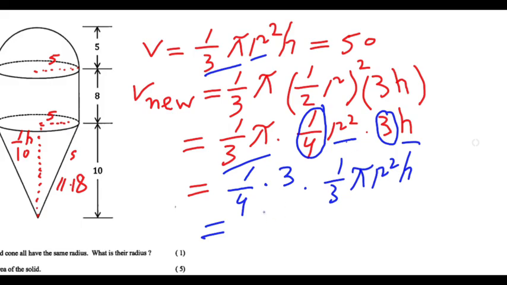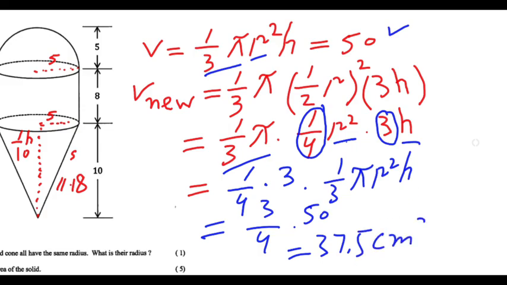So this is going to be 3 over 4 multiplied by 1 over 3 πr²h, which is equal to 50 already, so multiplied by 50, the answer will be 37.5 centimeter cube. So this is the new volume. This is my final answer.